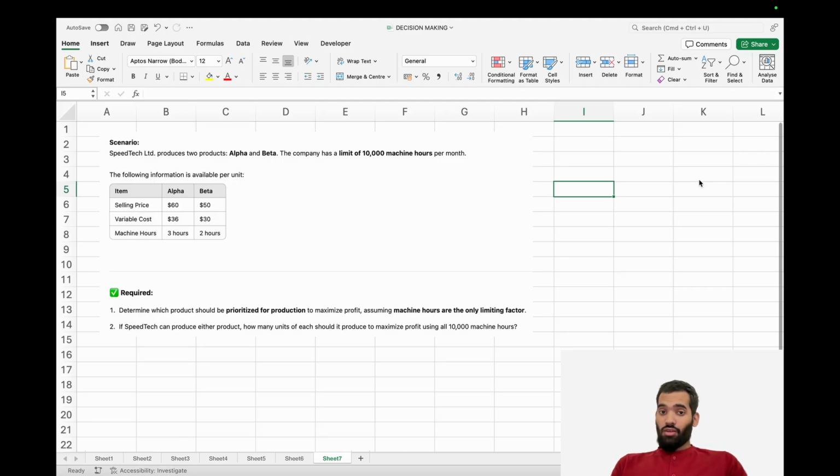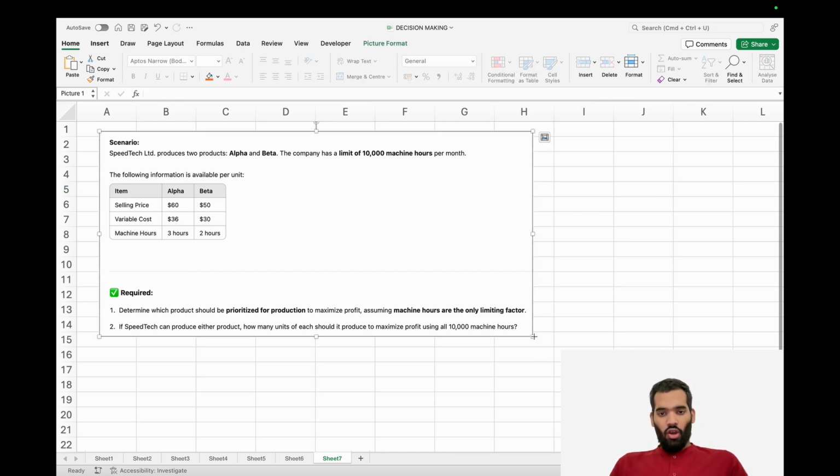Now, assuming you have read the question, you must have realized the machine hours are the limiting factor because we have a limit of 10,000 machine hours per month, and there's no demand limit. That means we could have made as many as we would have liked, because if there was a demand limit, then we would have to see how many hours we need to meet the demand. In this question, we don't have a demand limit, which means whatever we don't have unlimited amounts of is the limiting factor in this type of question.